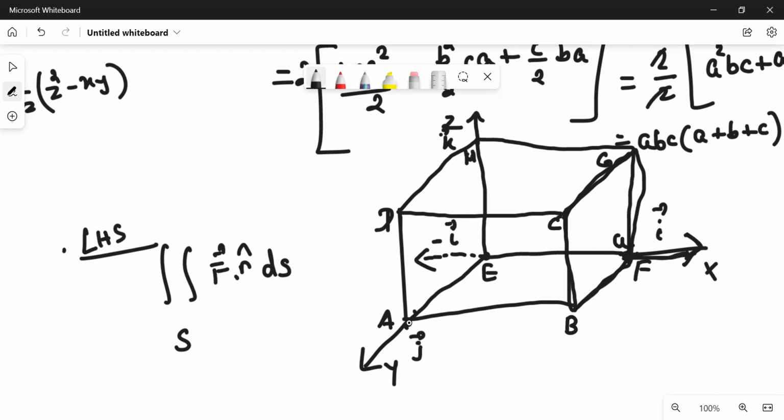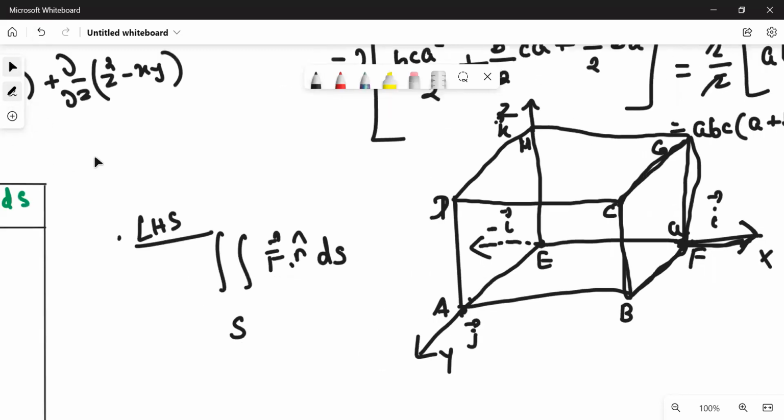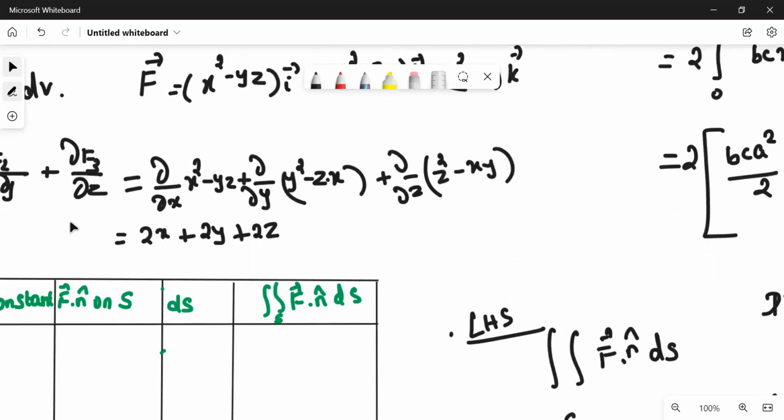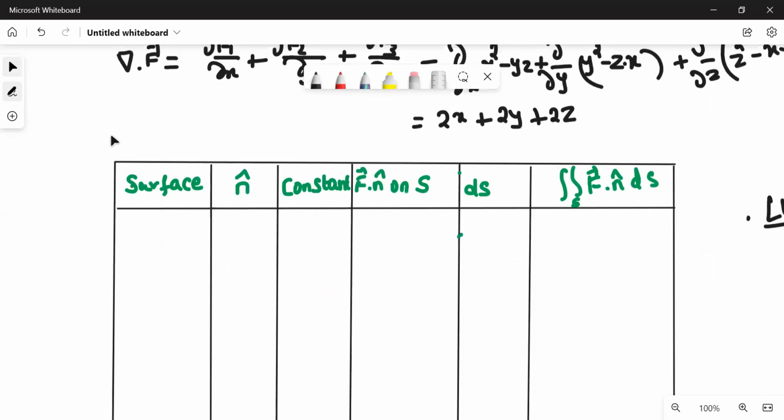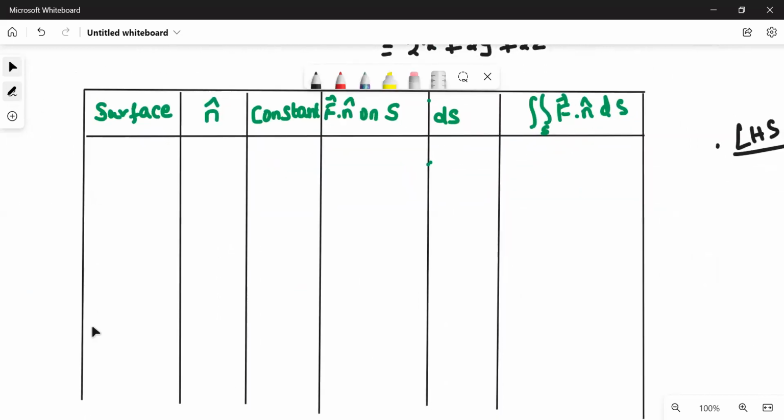For example, if we take the surface ABCD, the unit normal is the j vector. Opposite to that, EFGH, the unit normal is minus j vector. Got it? Similarly, we can say for the other two sides also. This is how we are going to split the surfaces. We are going to have a total of 6 surfaces. So we'll do 6 discussions and then integrate for each surface separately.